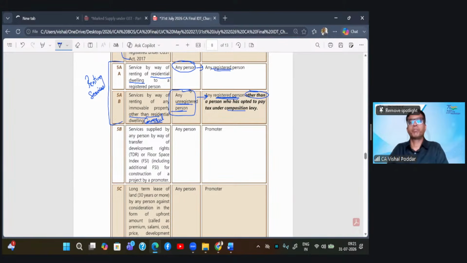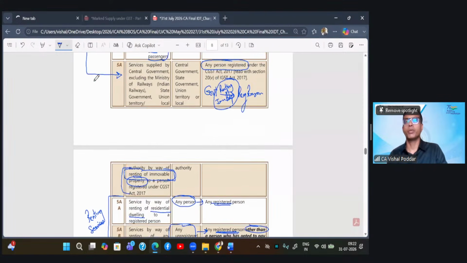So the difference in renting service is between residential and non-residential. Conditions are very different. In case of residential, the requirement is only on the recipient side, that the recipient should be registered. In case of commercial, for RCM, the requirement is on both sides. Supplier is unregistered, recipient is registered.